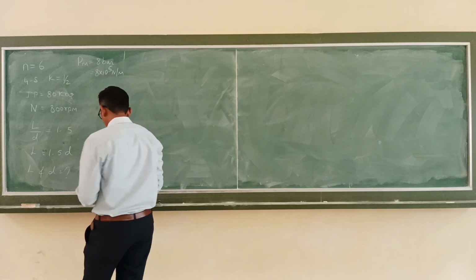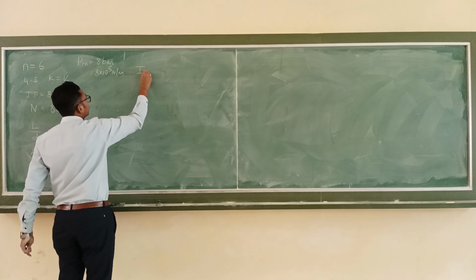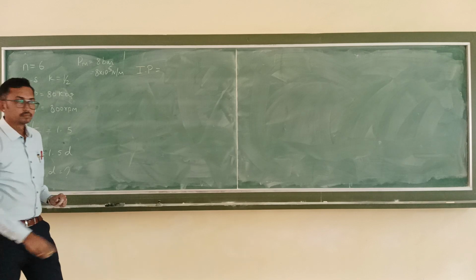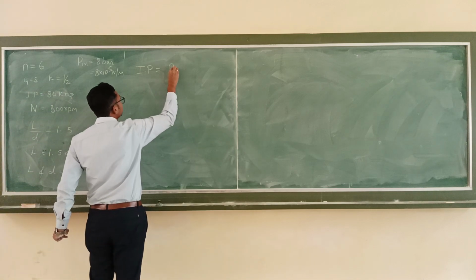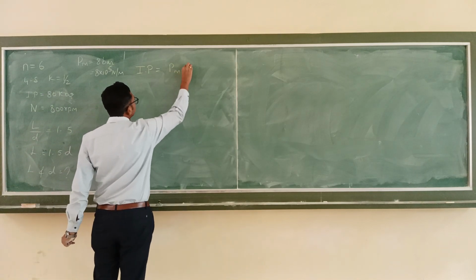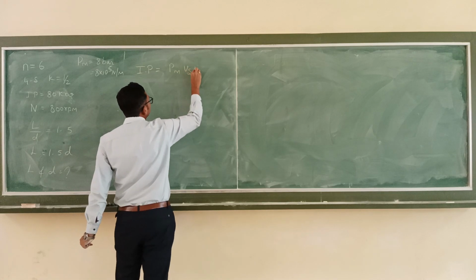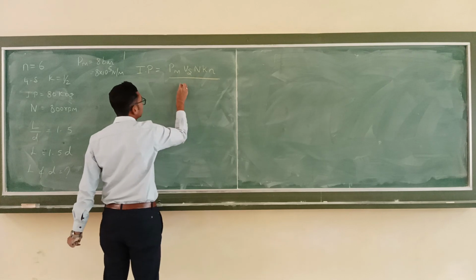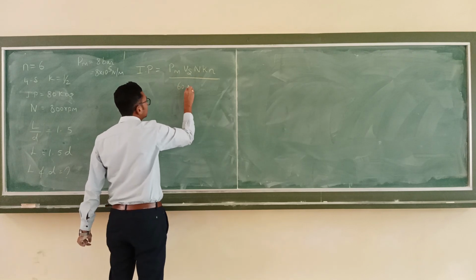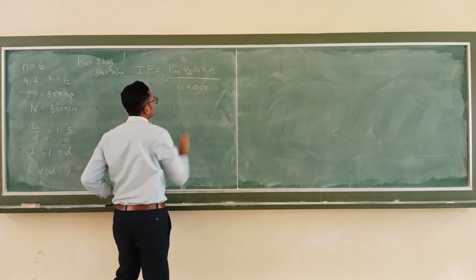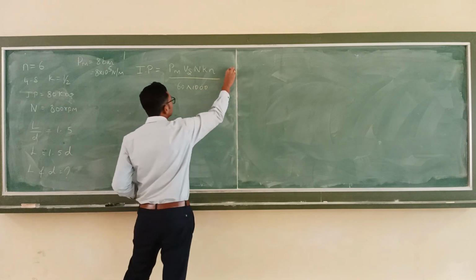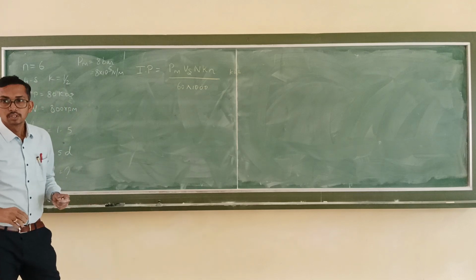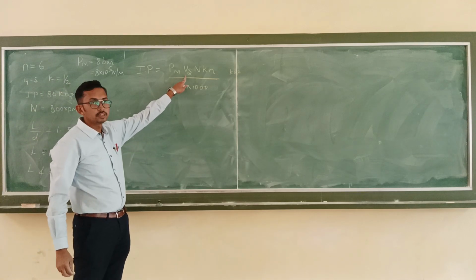So we know the formula. IP is equal to P M L A N K n divided by 60 into 1000. What is the unit of this? It is kilowatt. Correct? So we don't know the value of A.